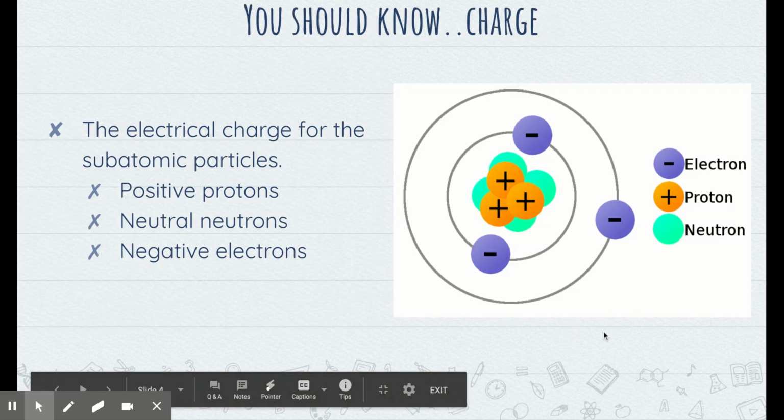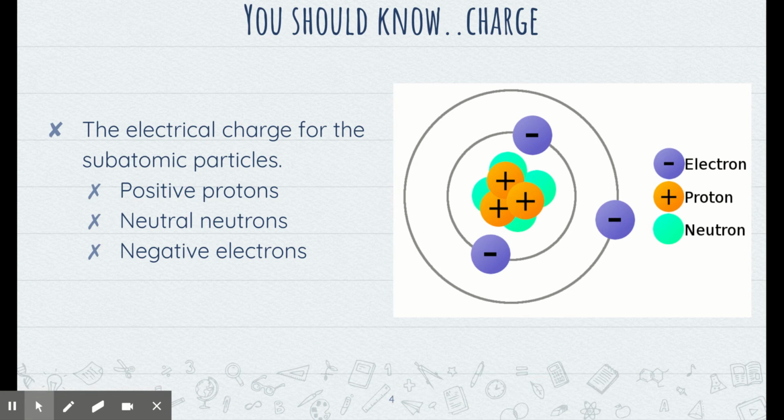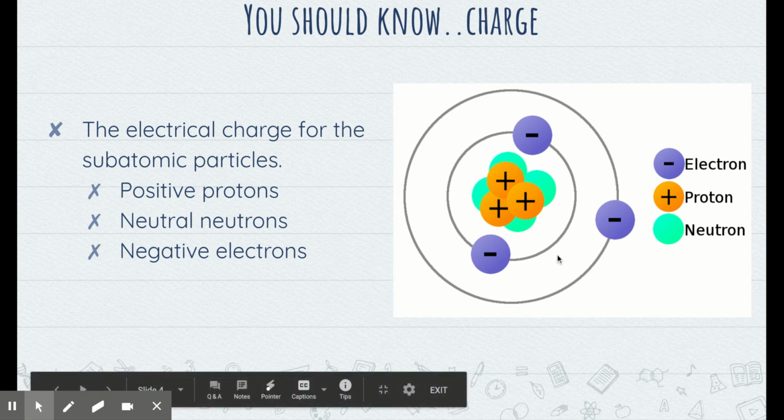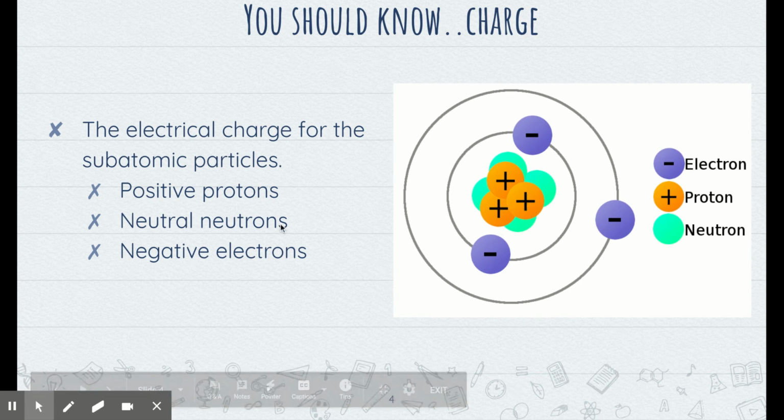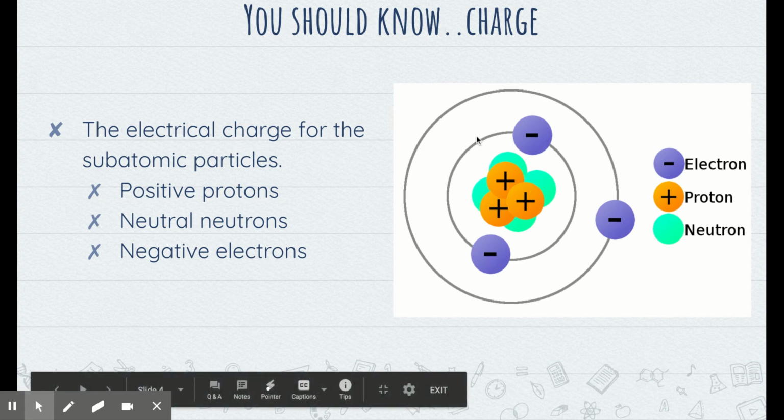You should have also learned charge, okay? So we watched a video and we had a reading passage that spoke about charge. So we have positive protons, so there's a plus sign; neutral neutrons, so they have no charge, zero charge; and negative electrons, and they have the minus sign, okay? So one more time, positive protons, neutral neutrons, so no charge, and negative electrons, okay?